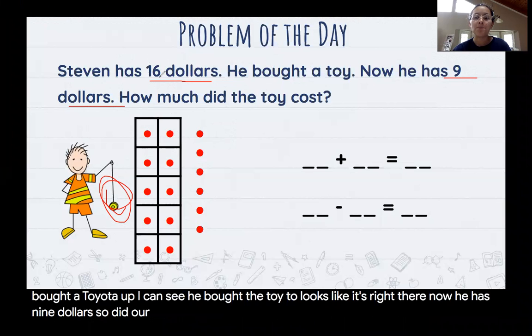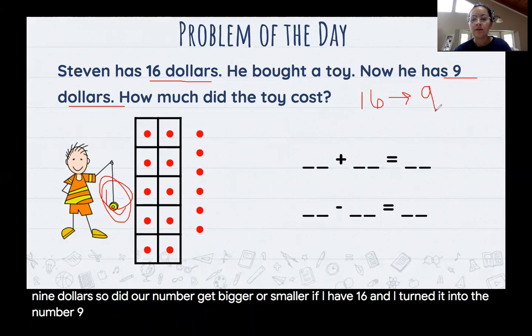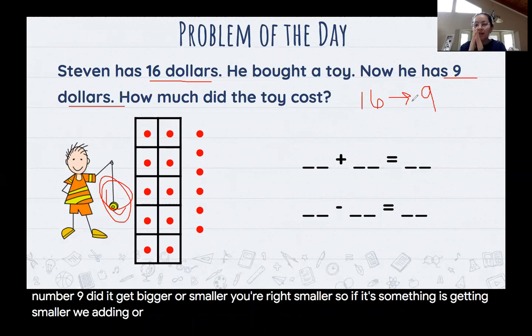So did our number get bigger or smaller? If I have 16 and I turned it into the number 9, did it get bigger or smaller? You're right, smaller. So if something's getting smaller, are we adding or are we subtracting? You're correct. We are subtracting.